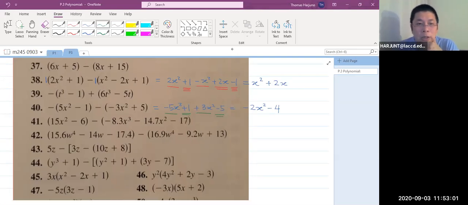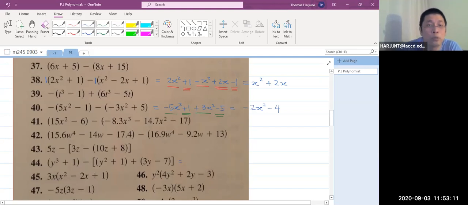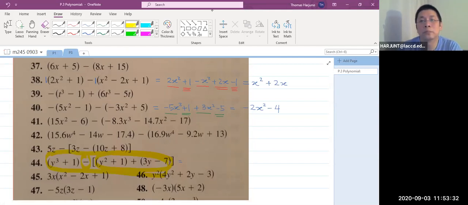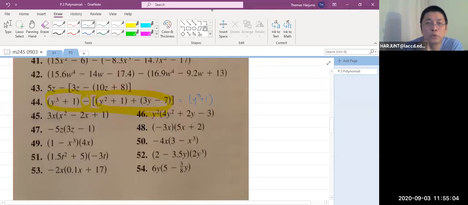Now, what happened to number 44? Now, I would like you to do this, but here's the thing. We have a nested grouping symbol here. So what you're supposed to do, you basically need to simplify this first. Okay, now after you're done with that, then you distribute the negative, then combine like terms. Okay, so there will be at least 3 lines in your solutions. Okay, work it out. Let me do that too.